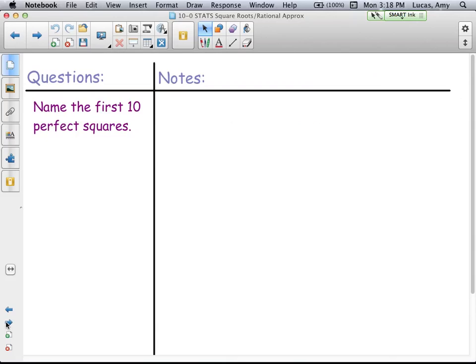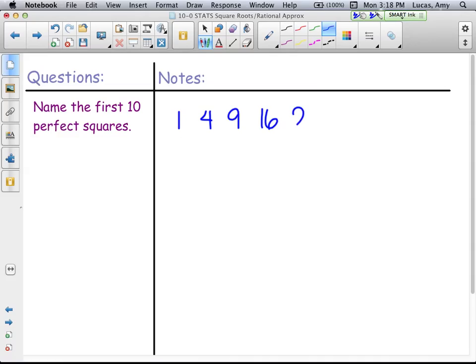First, as a review, hopefully everyone can name the first 10 perfect squares. 1 squared, 2 squared, 3 squared, 4 squared, 5 squared, 6, 7, 8, 9, and 10. Remember, you really need to have those memorized, at least the first 10 perfect square numbers.